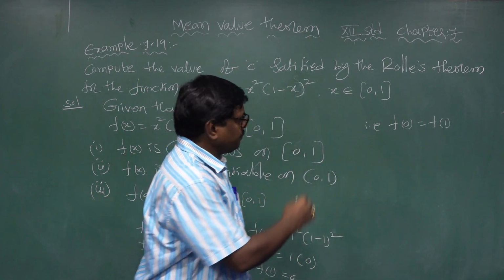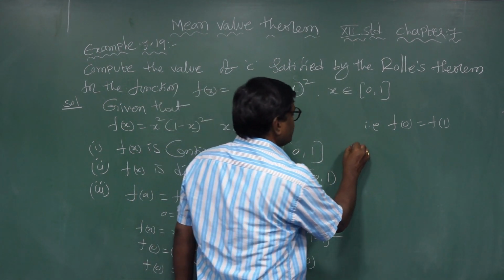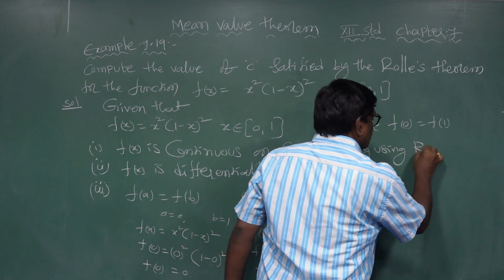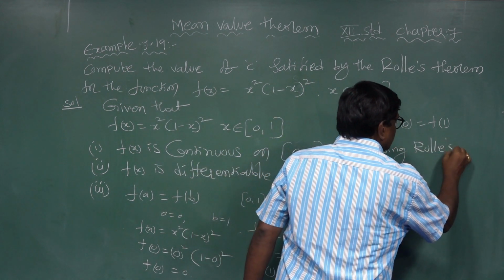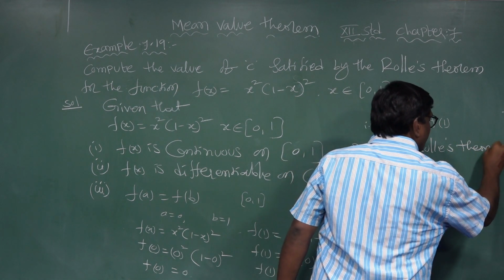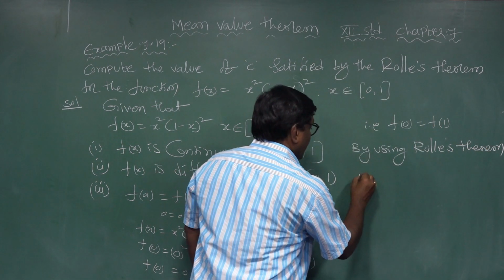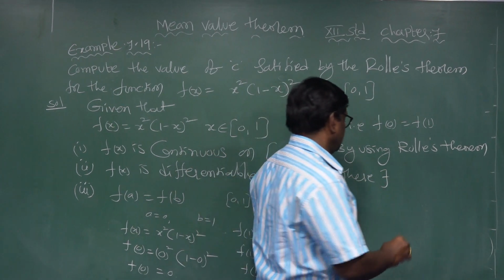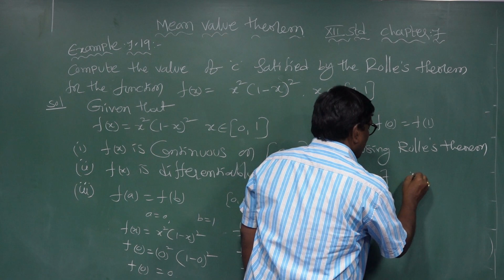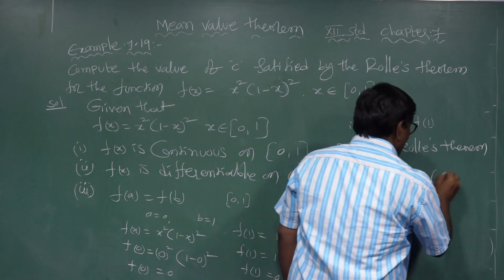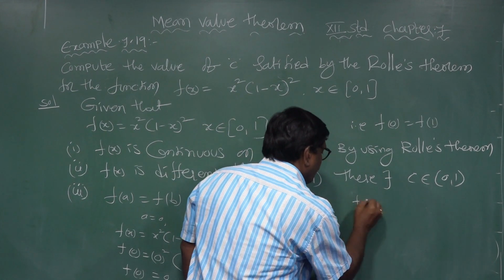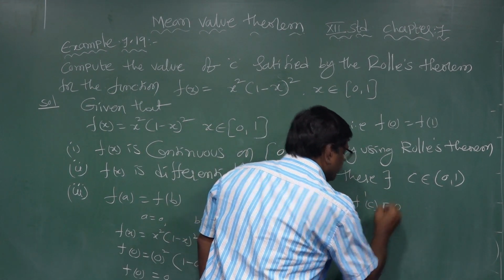By using Rolle's theorem, there exists c belonging to 0, 1 at least, such that f dash c equals 0.